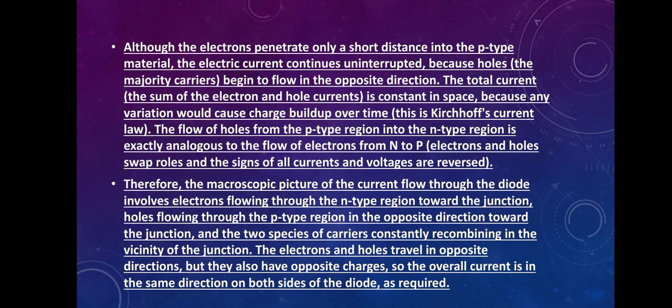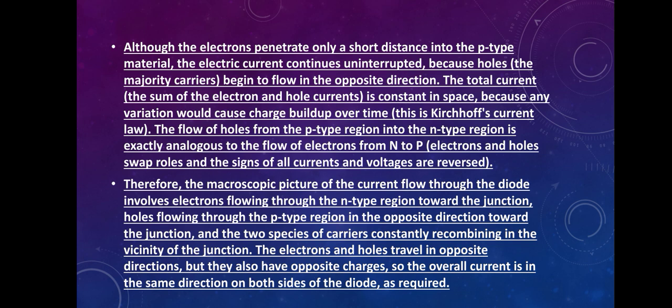Although the electrons penetrate only a short distance into the p-type material, the electric current continues unimpeded because holes, the majority carriers, begin to flow in the opposite direction. The total current, the sum of the electron current and the hole current, is constant in space because any variation would cause charge buildup over time. This is Kirchhoff's current law.